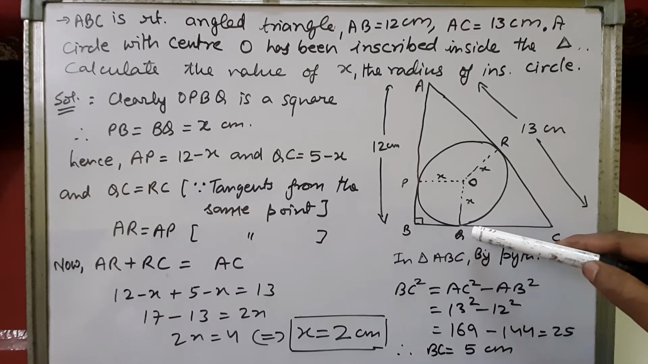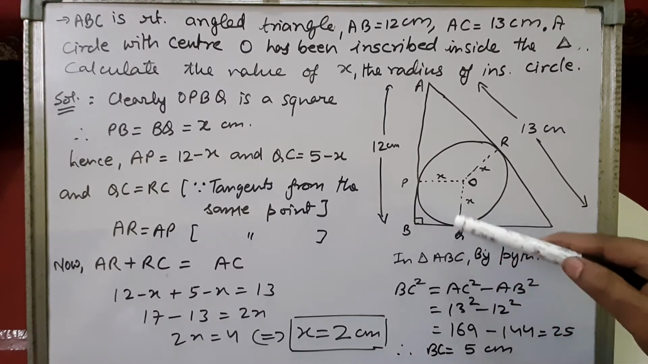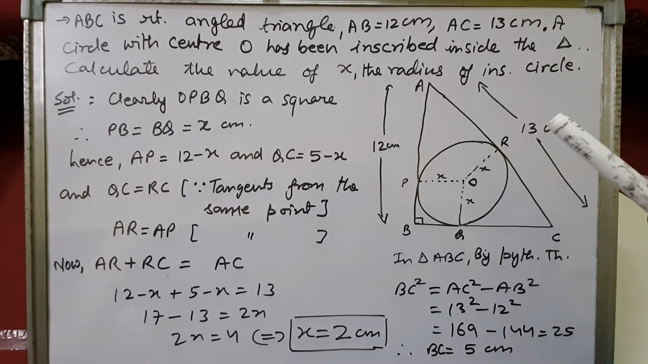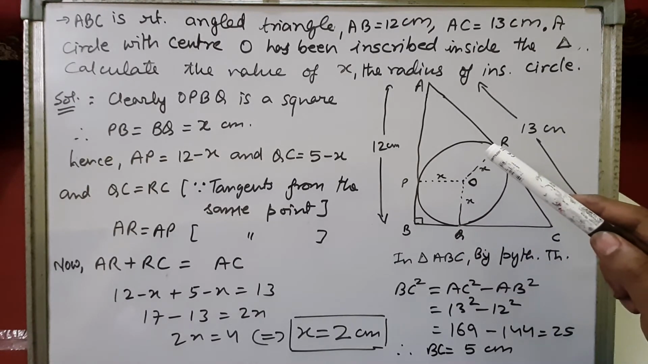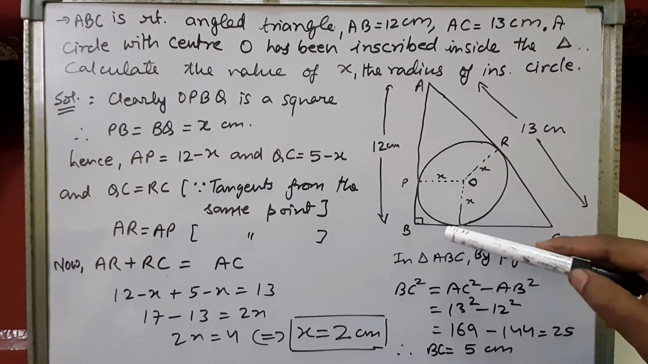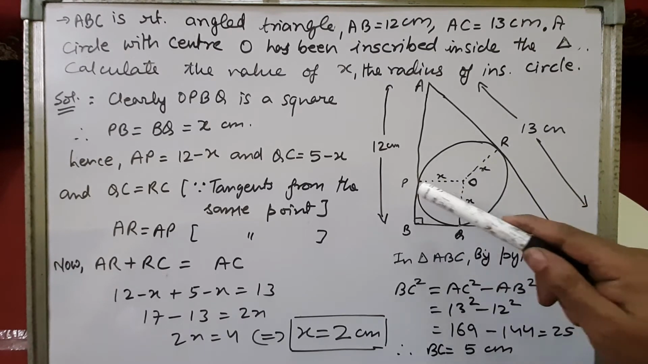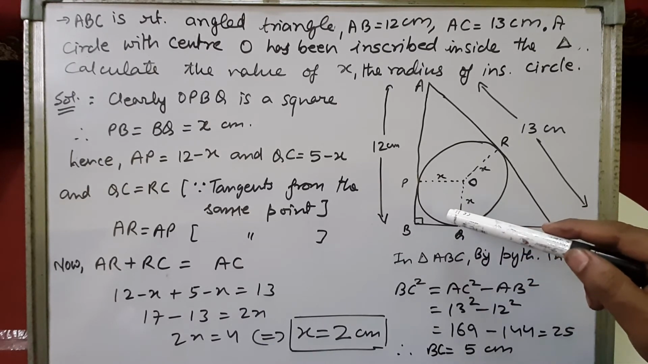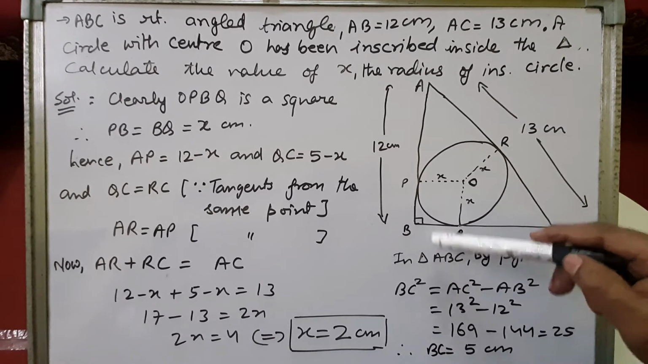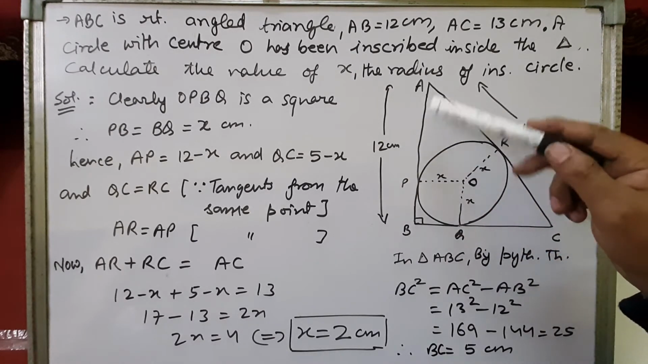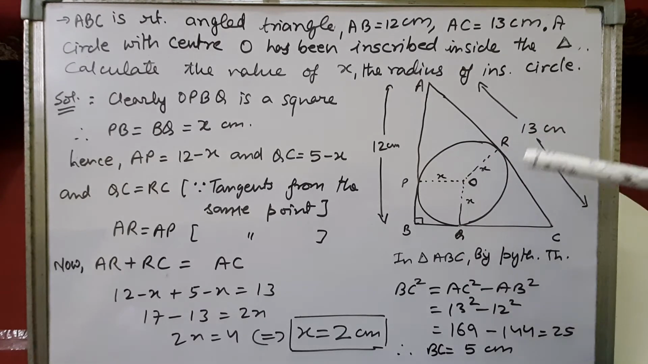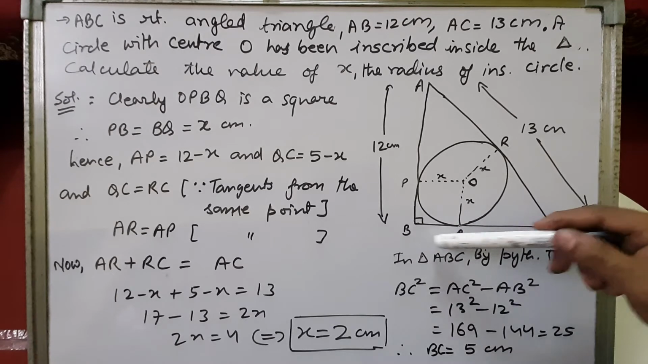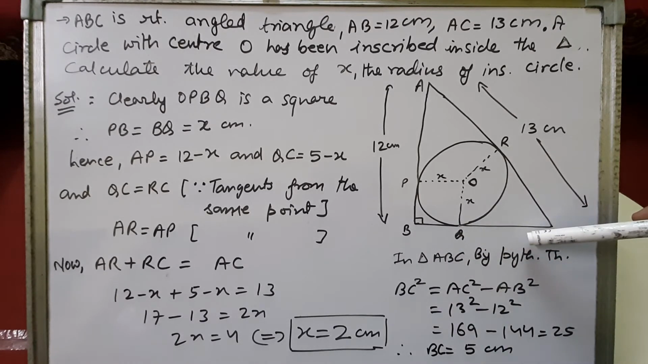Alright, now we got the value of BC, and we can clearly see that OPBQ is a square, because this angle is 90, this angle is 90, this angle is 90, so the fourth angle will always be 90 and adjacent sides are equal. So we can say that OPBQ is a square. Now when OPBQ is a square and a square has all sides equal, the lengths of PB and BQ will also be X centimeter. Now if PB is X and the length of AB is 12, the length of AP will be 12 minus X. Similarly, since BC is 5 in whole and this much is X, the remaining QC will be 5 minus X.